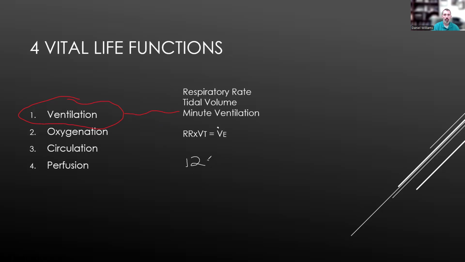and I'm going to multiply that by a roughly normal tidal volume of 500 milliliters, then that's going to yield my minute ventilation of 6,000 milliliters. Or you could do it like this: 12 times, we know that 500 milliliters is half of a liter, 0.5 liters, going to give me 6 liters per minute.